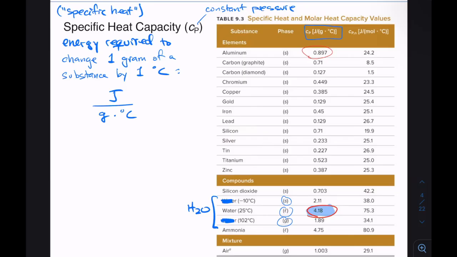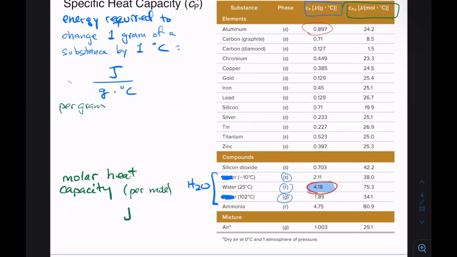Now you'll also notice on the right-hand side here, we have another set of values. This is joules per mole degrees Celsius. This is what we call the molar heat capacity. It's the same thing. This is per gram. And this is going to be per mole. So the units are similar, except now instead of per 1 gram, it's going to be per 1 mole. The amount of energy it takes to take 1 mole of material and change it by 1 degree Celsius. And notice here I'm saying to change it. I'm not saying whether it gets higher or lower. To change it in either direction, okay? Energy in, energy out.